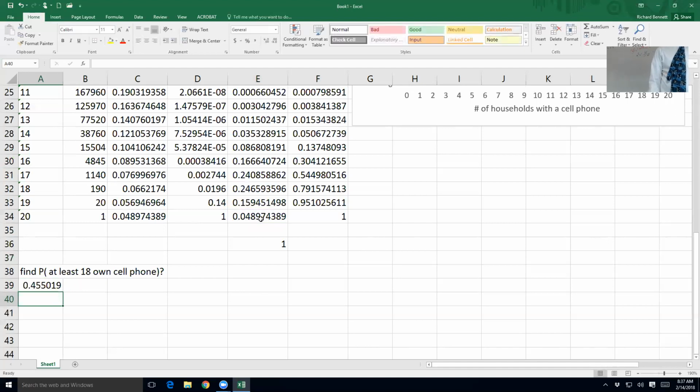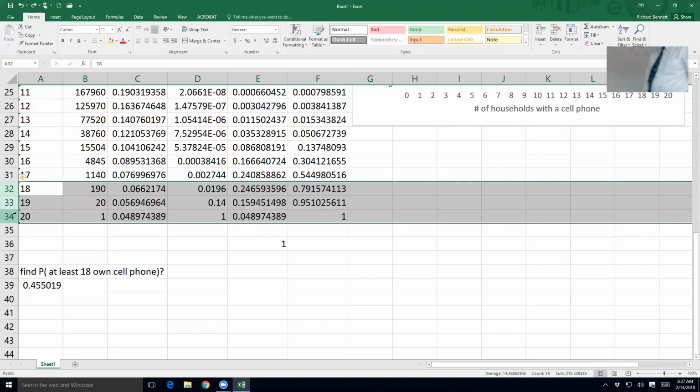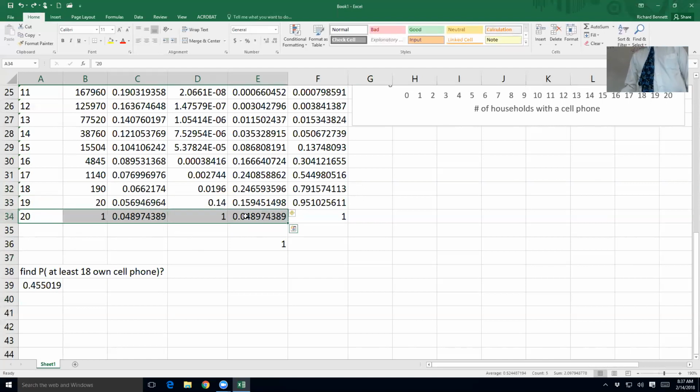Now, what if you didn't have that information? I'm going to leave it there. But what if you didn't know that? How would you do this problem? You'd have to figure these out yourself. You'd have to do 18, 19, and 20. If you're using your calculator, you're just going to have to figure it out using this formula right here. Or if you're using Excel, there's a super duper easy way to do this.